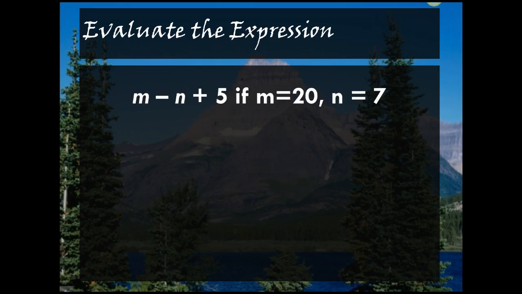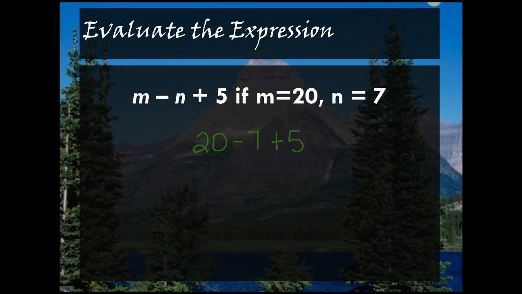In this problem, we are asked to evaluate m minus n plus 5 if m equals 20 and n equals 7. The first thing we will do is substitute for the variables and rewrite the problem. M equals 20, so we'll start with 20 minus 7 in place of the n plus 5. Then we apply our order of operations, which applies to every math problem. There are no parentheses, exponents, or multiplication or division, so we'll next work with the subtraction and addition. We do them from left to right in the order they occur.